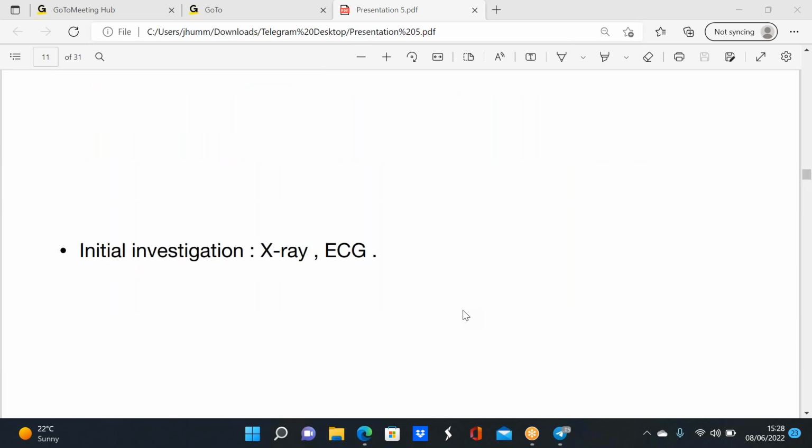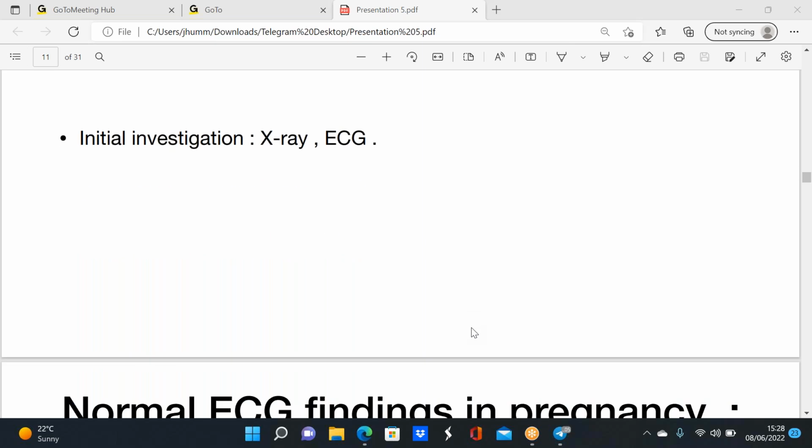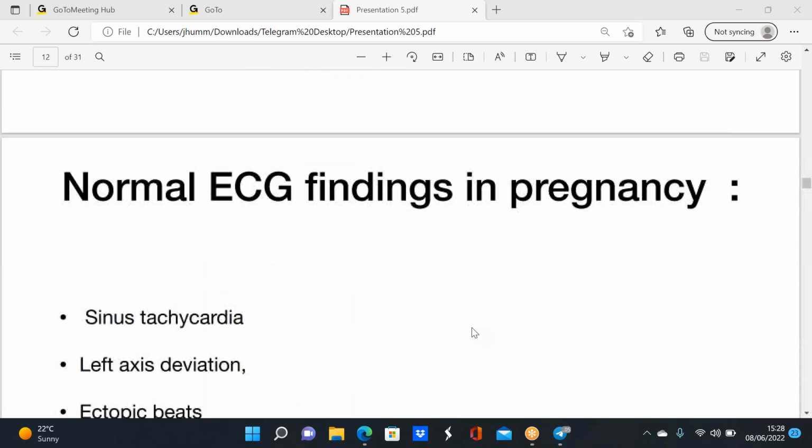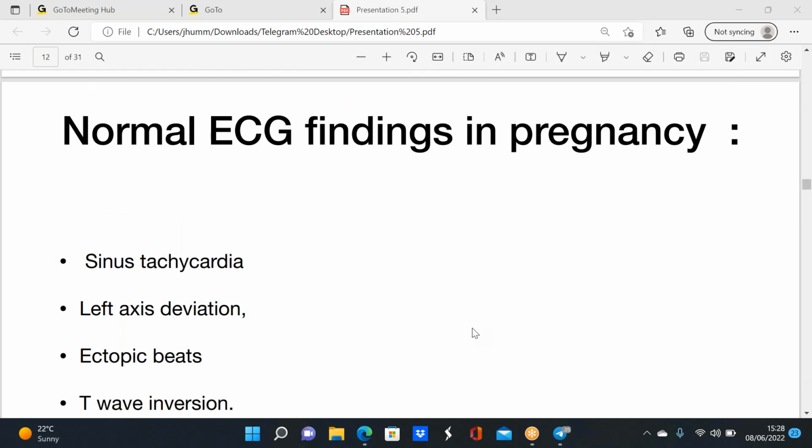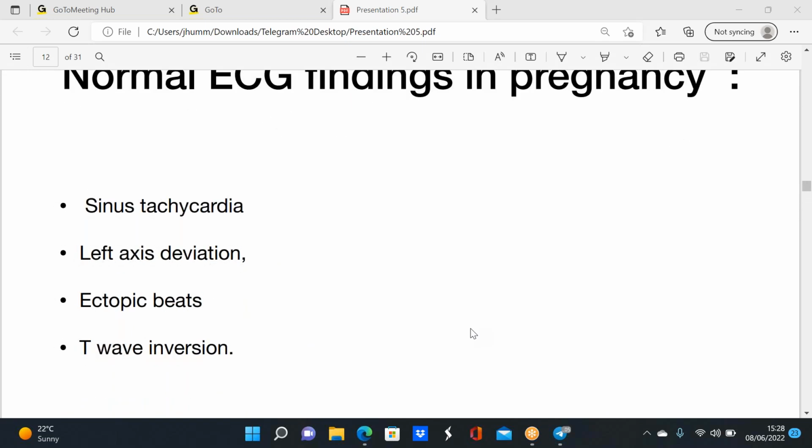So the initial investigation is X-ray and ECG. X-ray, of course, using a shield. Now, in ECG, there are certain findings which are normal in pregnancy, so you should know. Normal ECG findings in pregnancy are sinus tachycardia, left axis deviation, ectopic beats, T-wave inversion. Okay, so these 4 things you should remember because they may come in the MCQs or SPS. All these 4 are normal ECG findings in pregnancy.